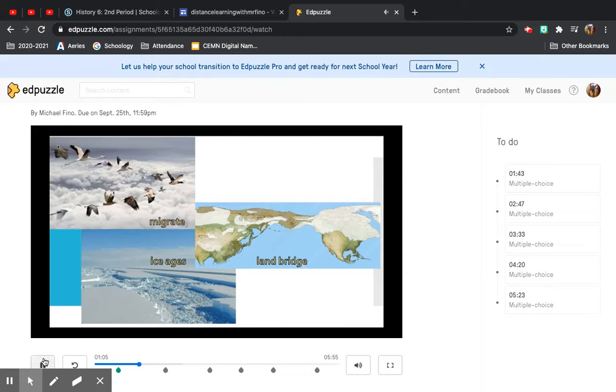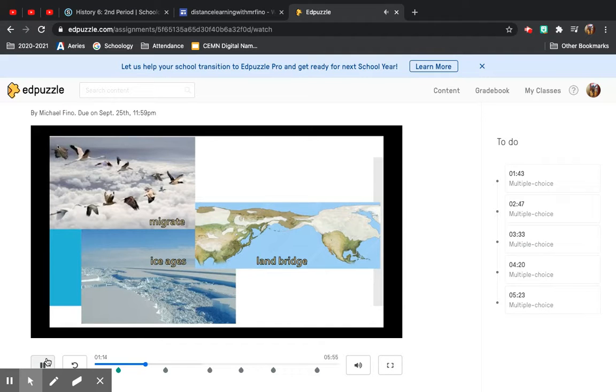In the case of this section, you can pause, but it will not let you skip. I think you can go back, but it will not let you skip. You have to watch it all the way through. So we're talking about early hominids moving and early people moving from place to place.